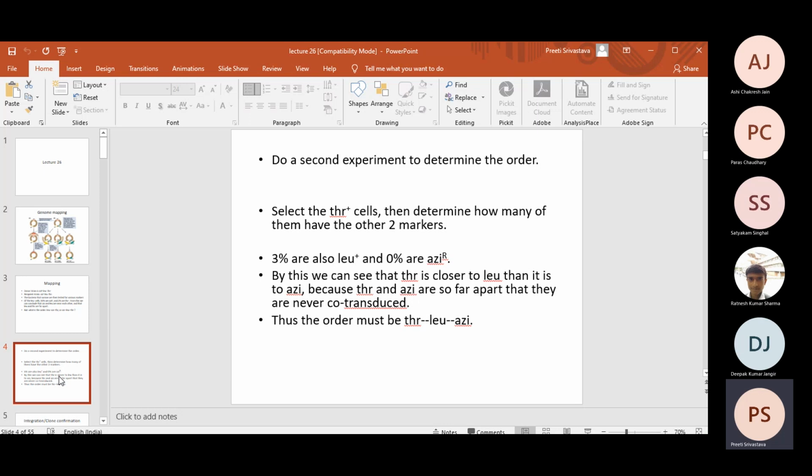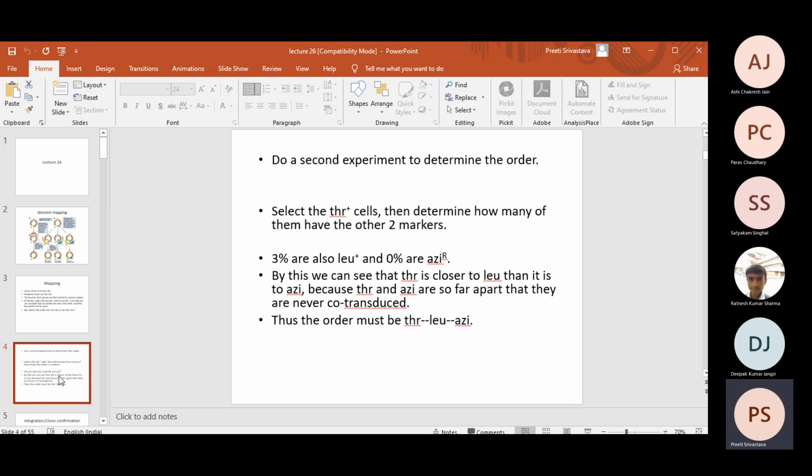So by doing such experiments, you can do the mapping of the genome. That means you can determine the markers which are in close proximity, and then by trying different combinations you can come up with the order of the gene. Hope it is clear to the class.